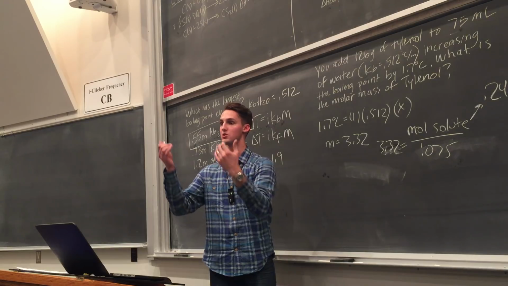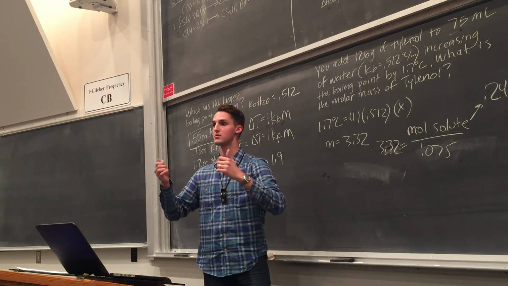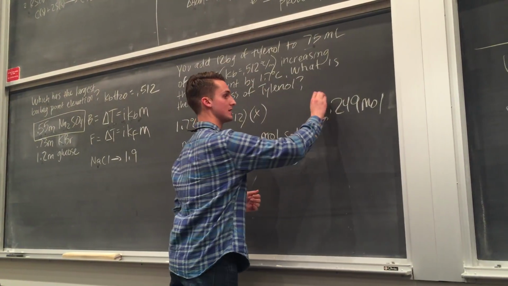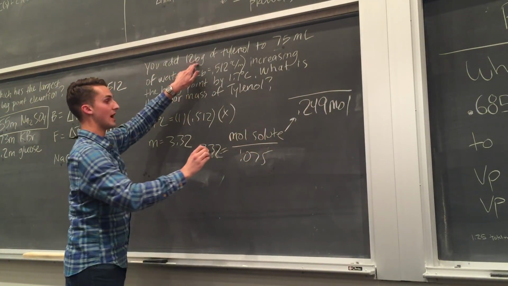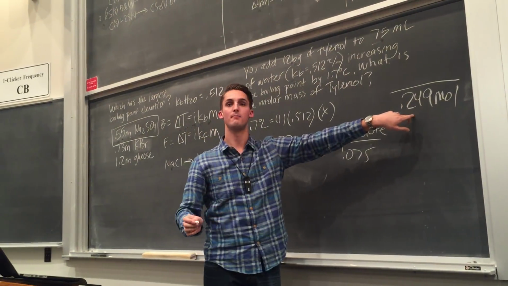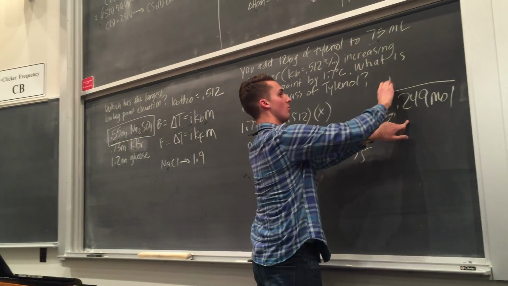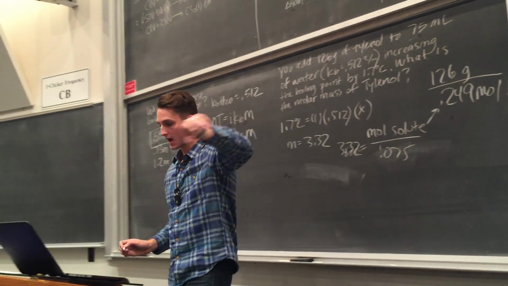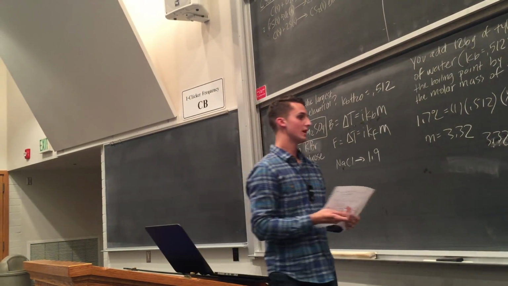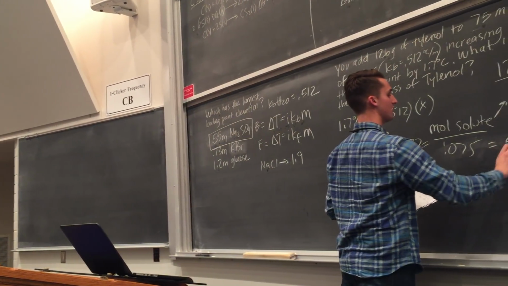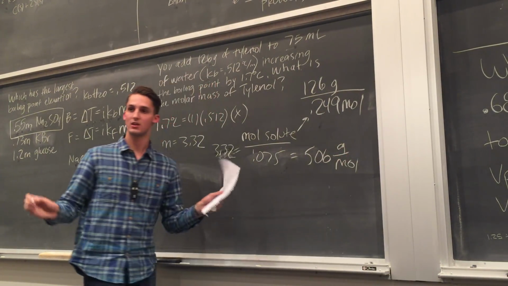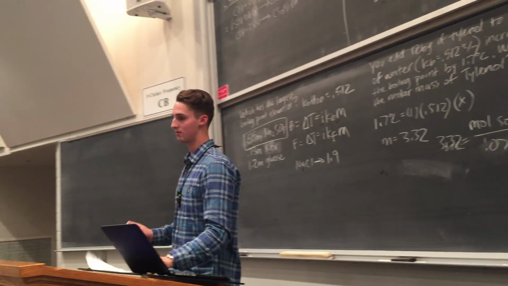So what I can do is just grams divided by moles, and that gives you a molar mass. Sorry if this is a little bit hard for you guys, but I would take this gram amount that they gave me and divide it by the mole amount that I solved for. So 126 grams divided by 0.249 moles, and you should get a molar mass of 506 grams per mole. Okay, that's a huge thing. I just made this problem up, so it's not real.